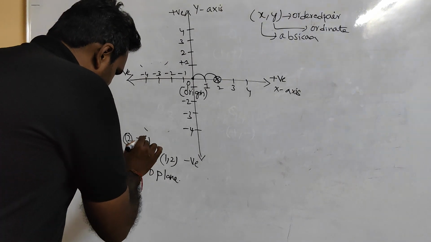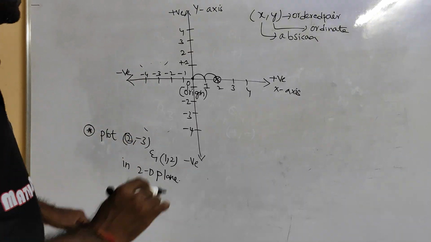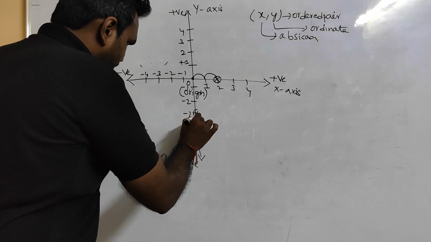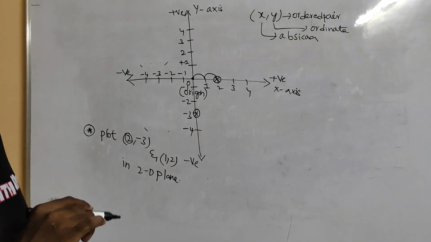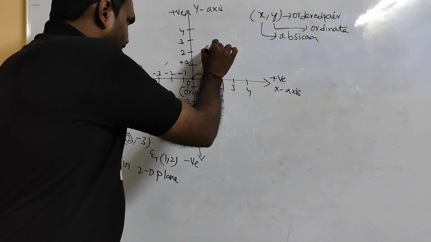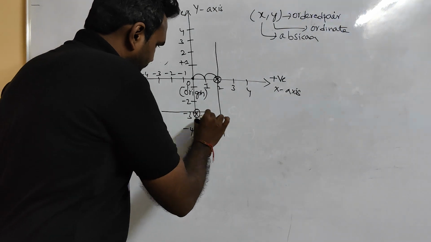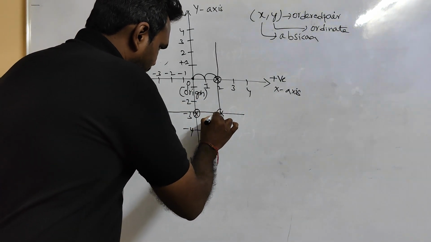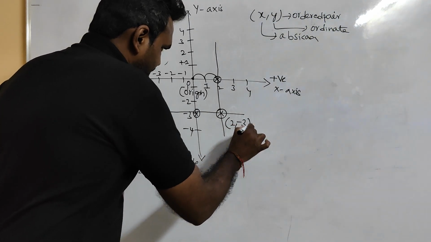Next, minus 3 is there. Minus 3 is your y coordinate. So in y axis, where is minus 3? So here it is minus 3. Okay? Here it is minus 3. So from 2, you draw a line. And from minus 3, you draw a line. These two will intersect at one point. This point is (2, -3).